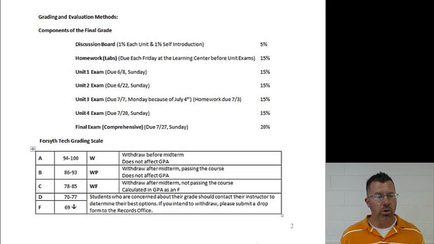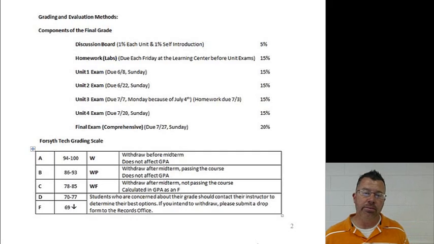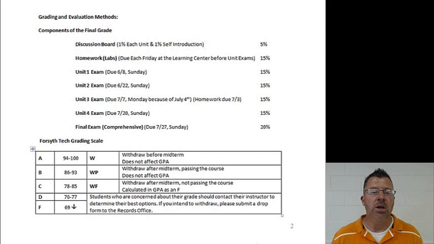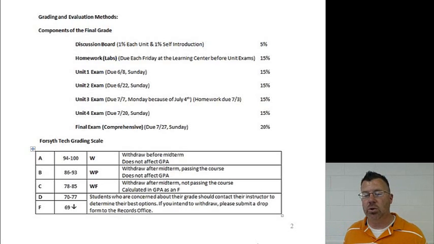Then your homework or labs. I use these words interchangeably. But they are due each Friday at the Learning Center before the unit exams. And I'll talk a little bit more about the Learning Center here in a little bit. But you're going to print out your homework, and you're going to work on your homework throughout the unit. Unit 1's 3 weeks. So you're going to print out that homework. You're going to be watching the lectures. You're going to be reading the chapters that I tell you to read. And you're going to start answering those questions, and you're going to turn them in on Friday before your unit exam.